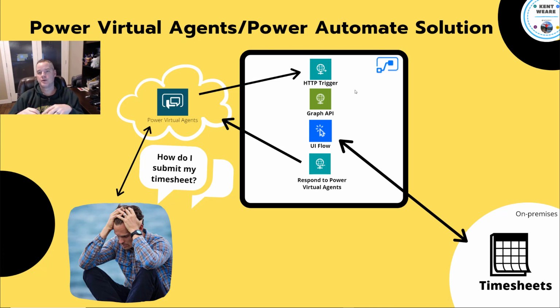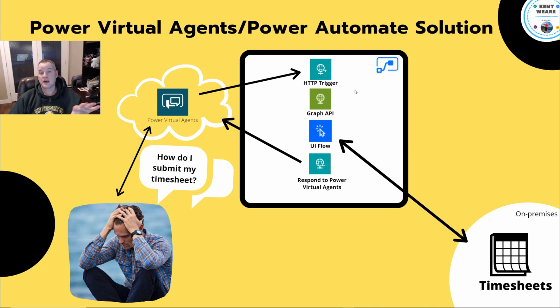We are also going to include their auth token. As part of Power Virtual Agents, we have the ability to get their authentication token, and we will use that to look them up inside of Graph so that we actually get all of their details. That way we can log that timesheet against their identity. Once we have the details from Graph, we'll then go ahead and call our UI flow.